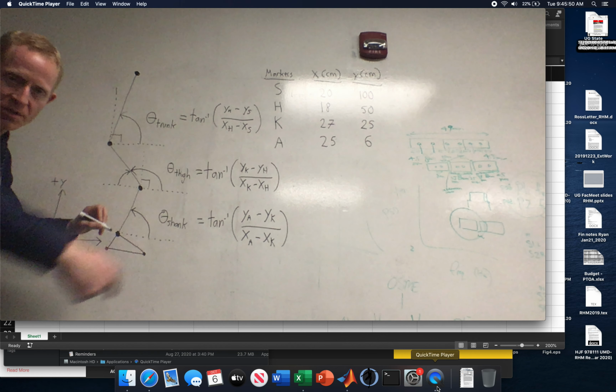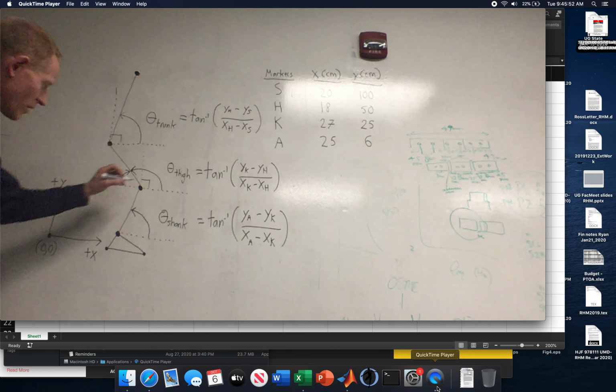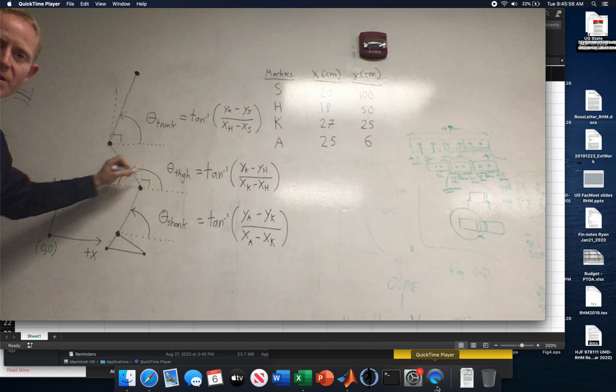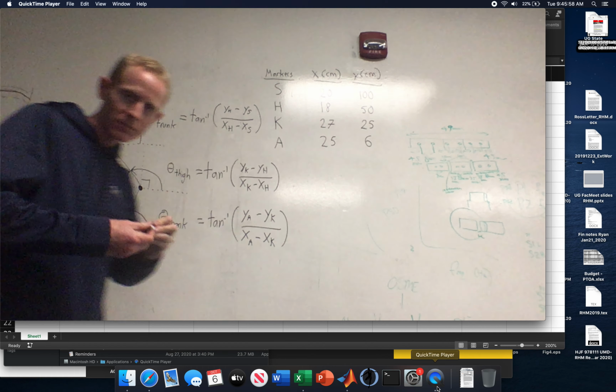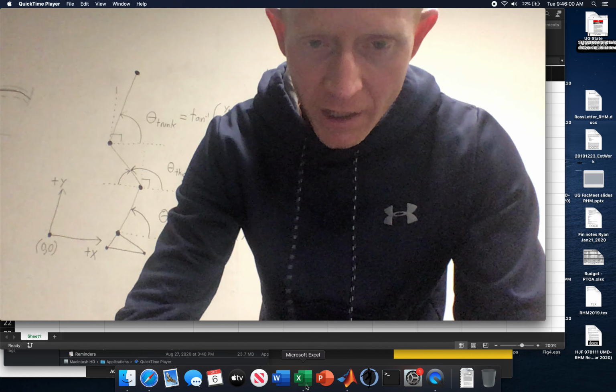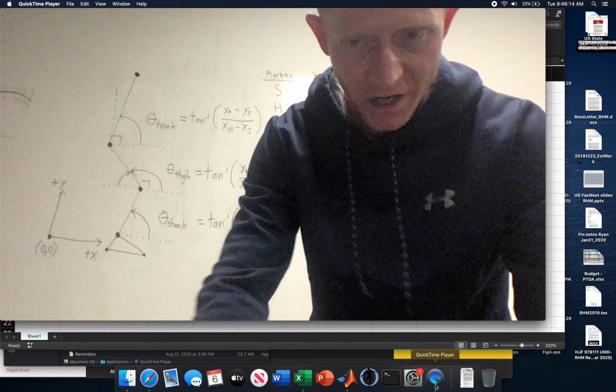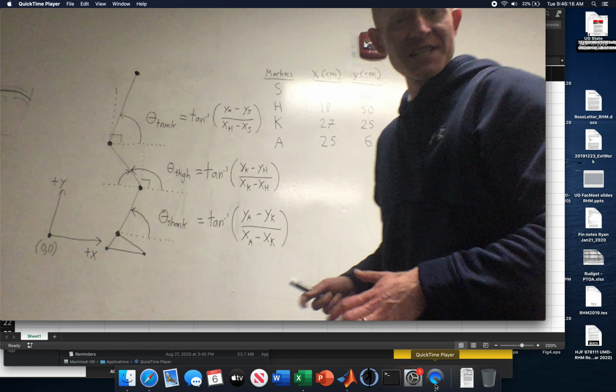A full circle is 360 degrees, so a half circle is 180 degrees. So these two angles add up to 180 degrees here. So I can convert this negative angle to the positive angle by taking the negative angle and just adding 180 degrees to it. Okay, and that gives me my correct counterclockwise positive joint angle there. Or sorry, counterclockwise positive thigh segment angle.